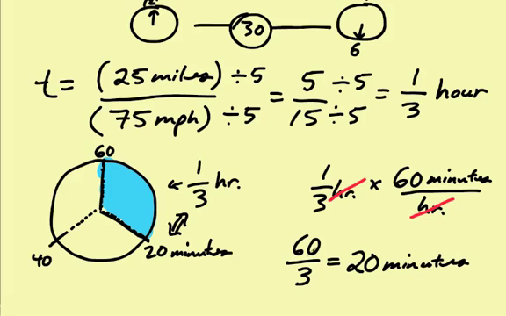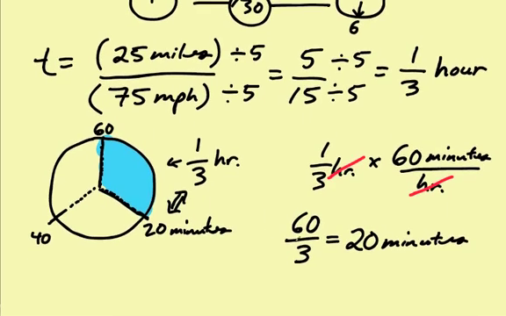So I have 2 ways of doing it. I'm sure there's plenty more, but I have 2 ways of doing it. I could have either visually thought about the sections of an hour and that I knew that 20 minutes is 1/3 of an hour, or I could have done just a mathematical conversion without even thinking about it. 1/3 times 60 minutes over an hour. The 2 hour terms cancel, and what's left is 60 minutes up top. Okay? So I know that 20 minutes will pass.